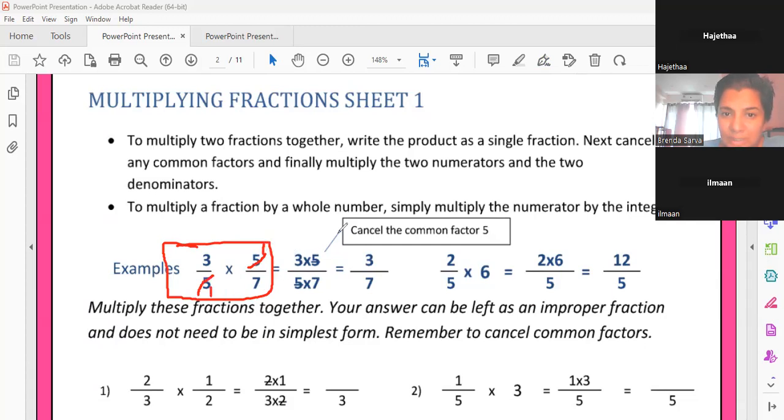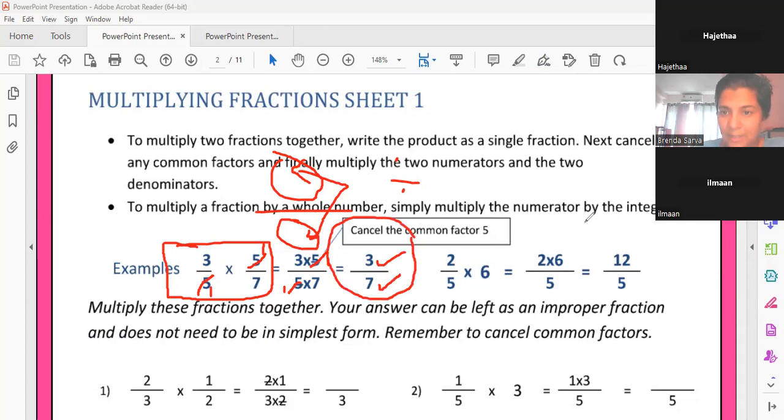You can only do this if one number is on top and the other number is at the bottom and they are both in the same times table. Got it? And you use division to do this. So what happens? This becomes 1 and this becomes 1. 5 divided by 5 is 1. So 3 times 1 is 3. 1 times 7 is 7. That's your answer. Okay. Let's do another example here.